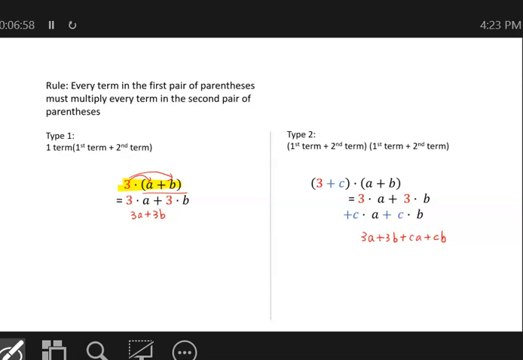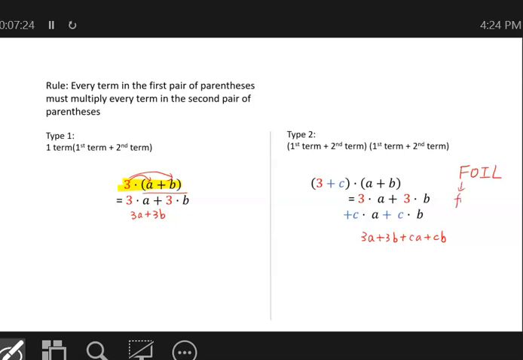As you can see, we distribute 3, this is the first distribution. We distributed 3. And then the second distribution, we distributed C. And we have another way to call these two distributions together. It's called FOIL.